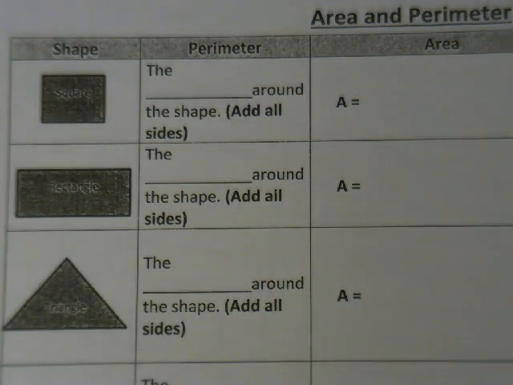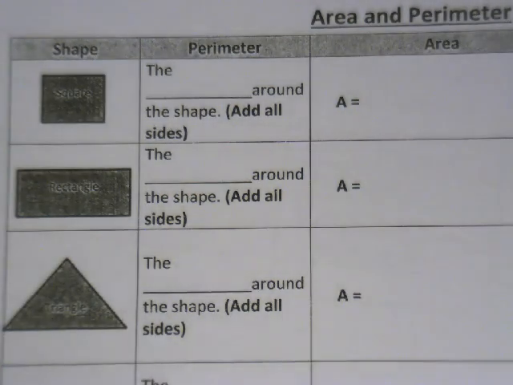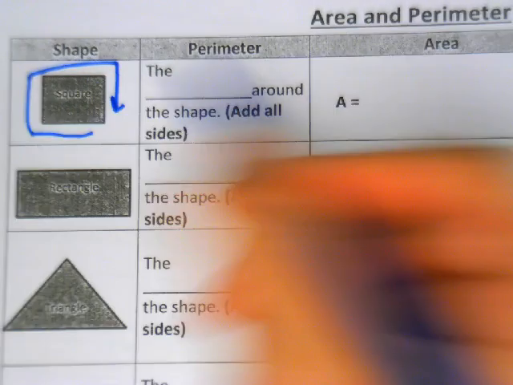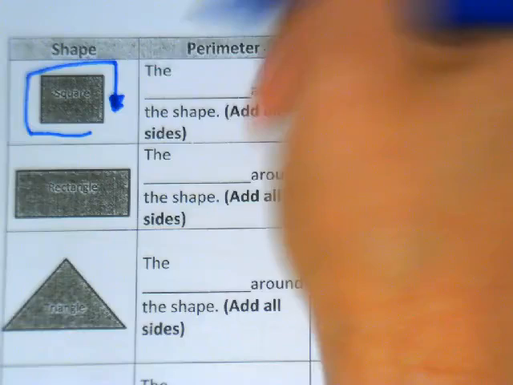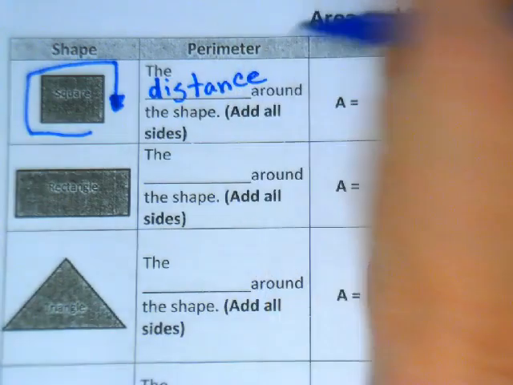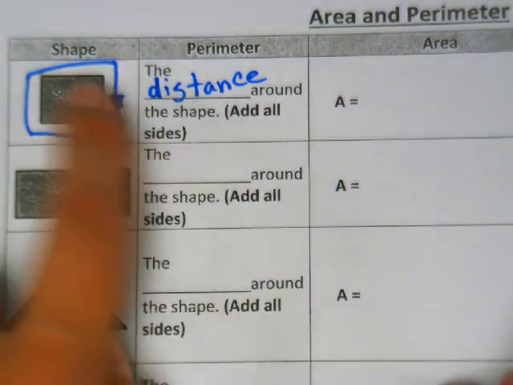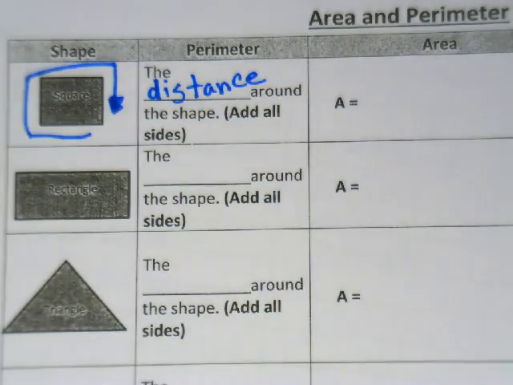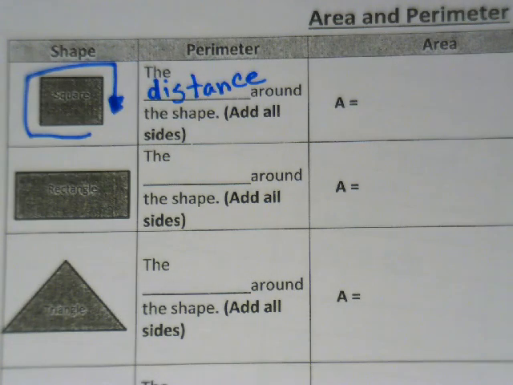All right, square. So to find the perimeter of a square, I'm going to go all the way around, right? When I go all the way around the outside, that is a distance. The distance around the shape. So I'm going around the shape, around all of the shape. So all of them are distance? Correct. Distance. Okay, the distance around the shape.